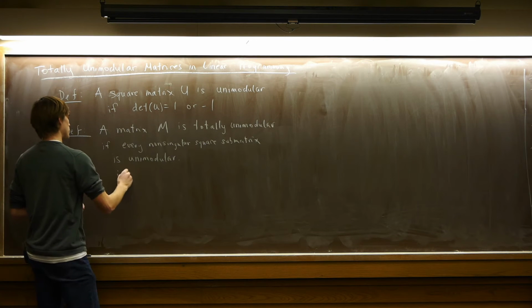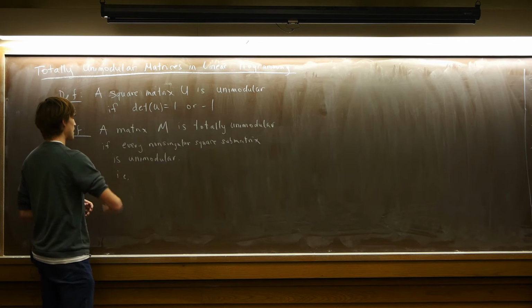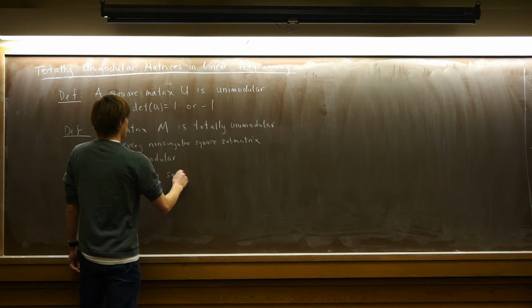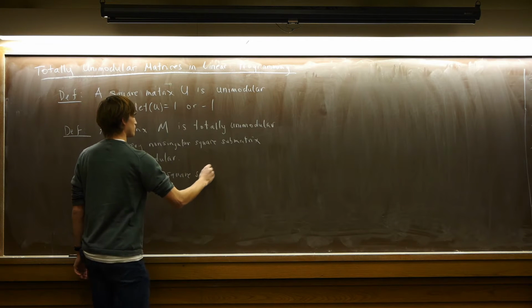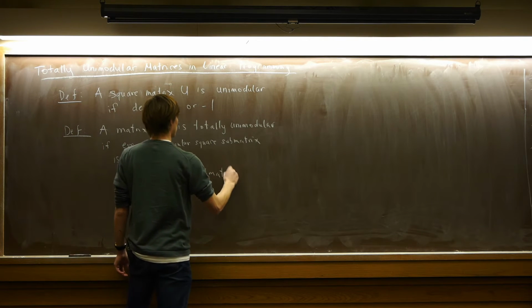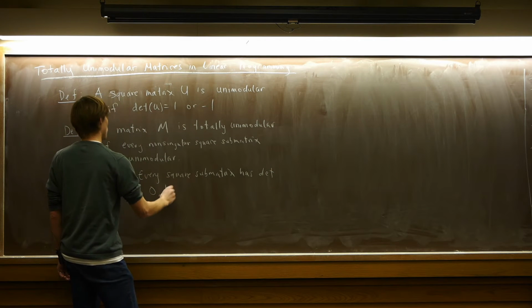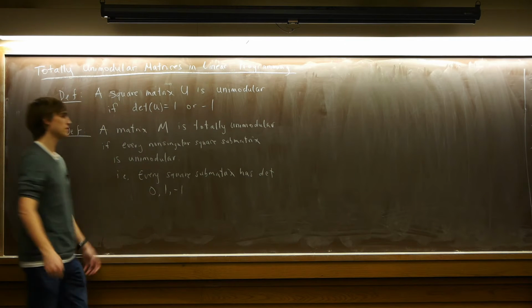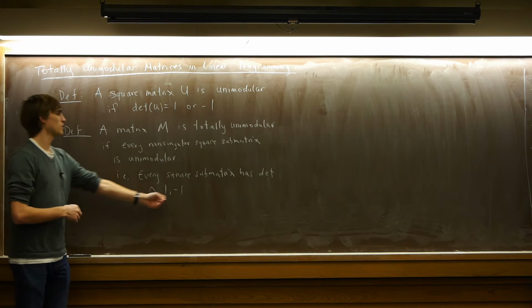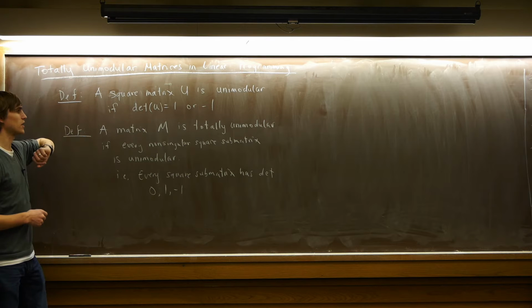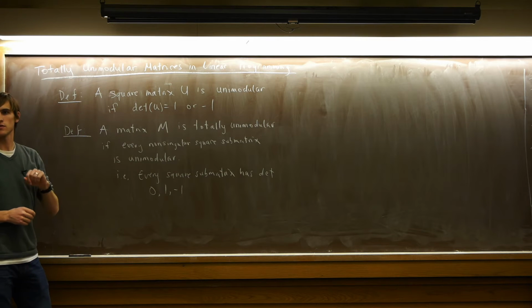And another way that we're going to characterize these, this is exactly equivalent to saying every square submatrix has determinant 0, 1, or -1. So if it has determinant 0, it's not non-singular. If it has determinant 1 or -1, then it's unimodular. So you can characterize totally unimodular matrix M in any of these two ways.